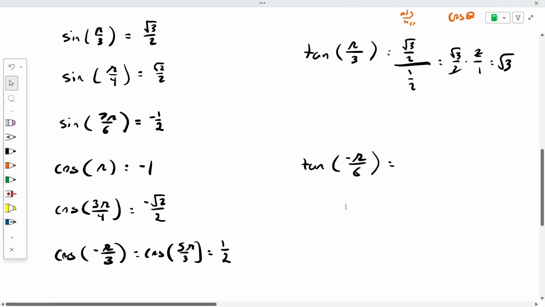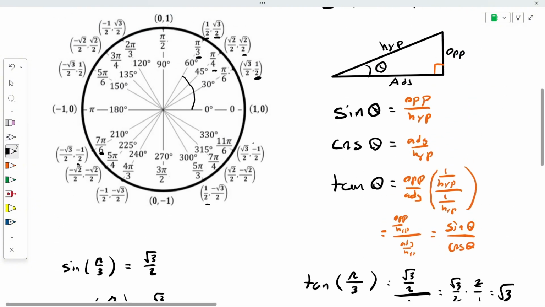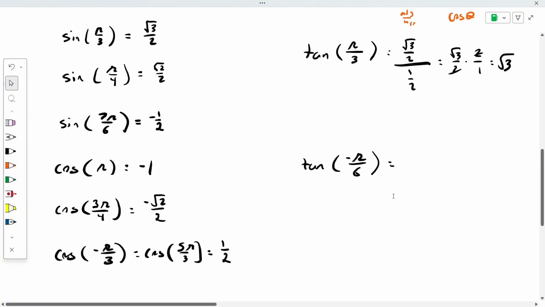Okay, and now let's do tangent of negative pi over 6. So in this example, we see pi over 6 is this amount, but we want to go in the negative direction. So we're going to go down to 11 pi over 6. And so when we're doing sine over cosine, we have this opposite negative 1/2 over the square root of 3 over 2. Okay, so we get negative 1/2 over the square root of 3 over 2, which equals negative 1/2 times 2 over the square root of 3. And so these twos cancel, and this equals negative 1 over the square root of 3.